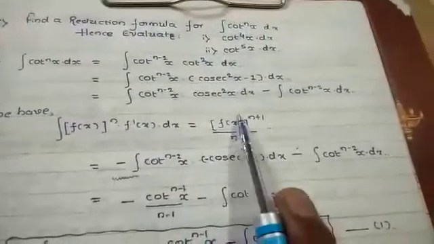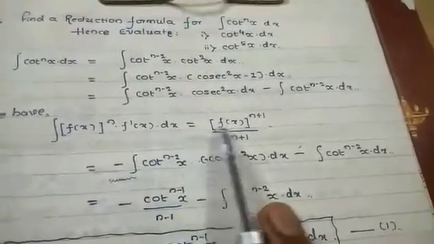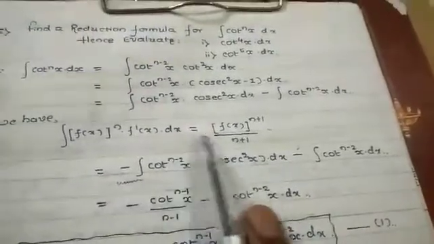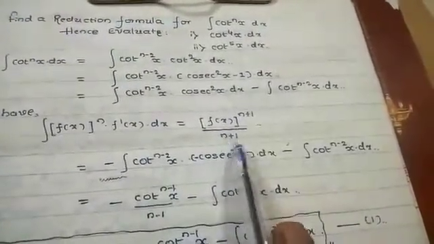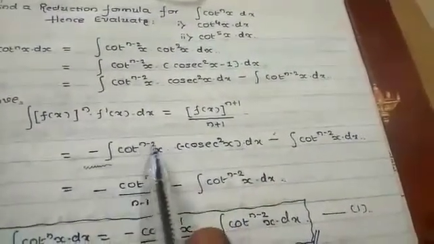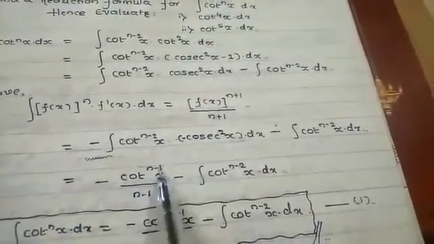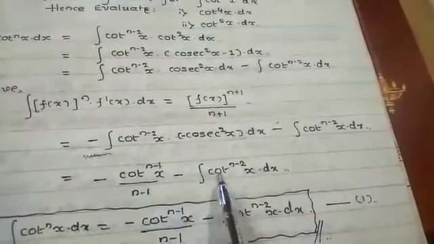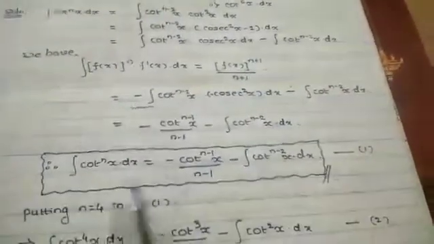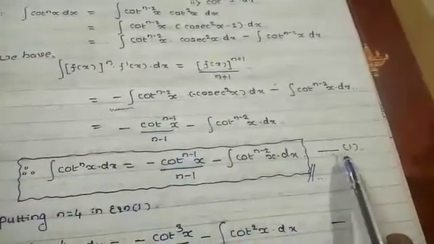So cot x differentiation is minus cosec square x with respect to x. Then only we can apply this formula, that is the integral of f of x to the power of n into f dash of x with respect to x is equal to f of x to the power of n plus 1 by n plus 1. In order to apply this formula, cot raised to n minus 2 x is there, n minus 2 plus 1, so it becomes n minus 1. So that is minus of cot raised to n minus 1 x divided by n minus 1. Then minus of this I n minus 2, that is cot raised to n minus 2 x. So this is the required reduction formula for cot raised to n x with respect to x. Call it equation number 1.